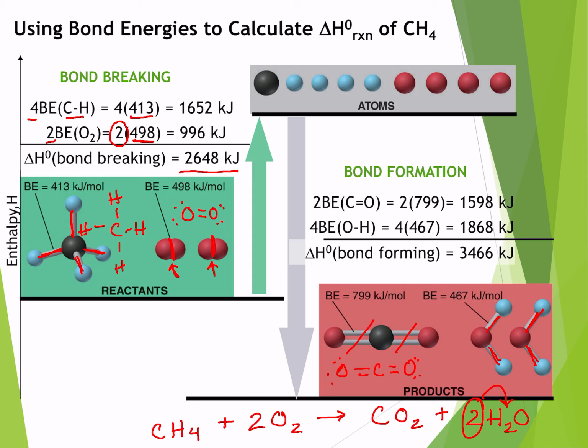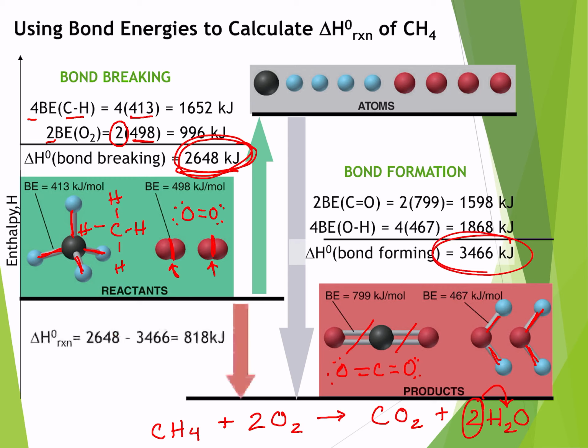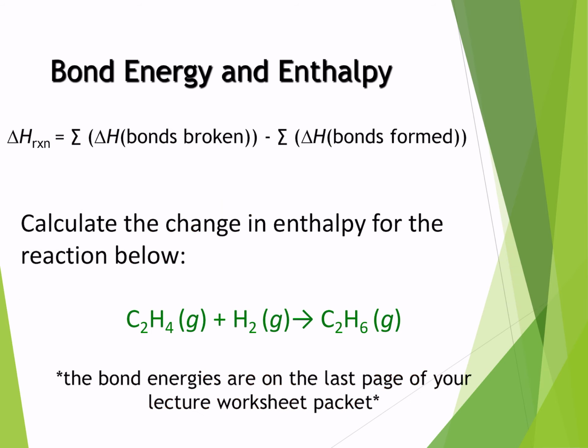So the way that we calculate our delta H of the reaction, we do bonds broken minus bonds formed. So here we are. Bonds broken minus bonds formed will give us 800. Oh, there should be a negative there. Sorry, let me add this negative 818 kilojoules. That's how much energy will be released during this reaction. Since more energy was released during the bond formation than we had to put in to break the bonds, this is an exothermic reaction.